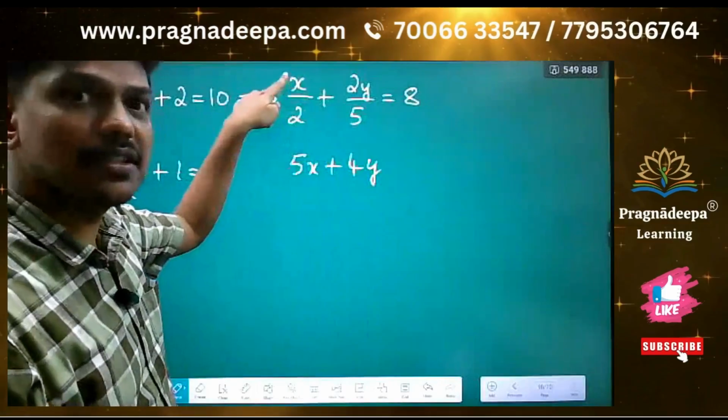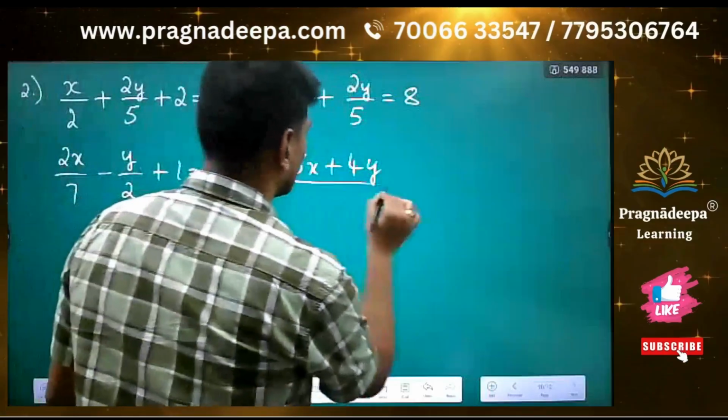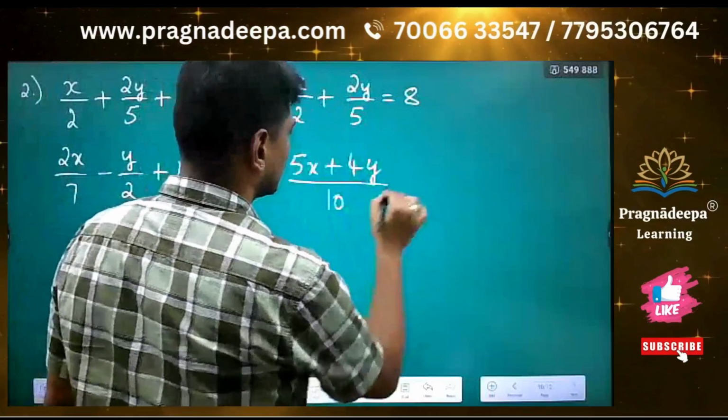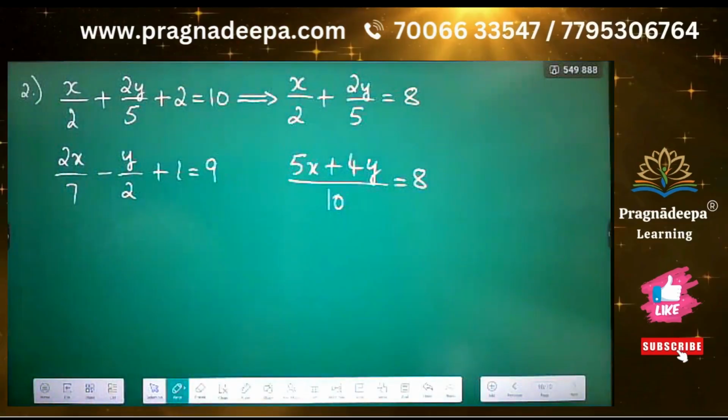So 5 into x is 5x, 2 into 2 is 4, divided by 5 twos are 10. What method do we call this? Butterfly method. When does the butterfly method work?